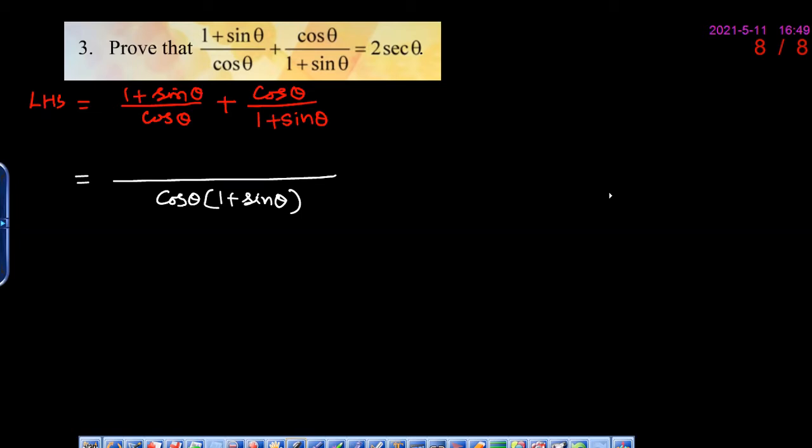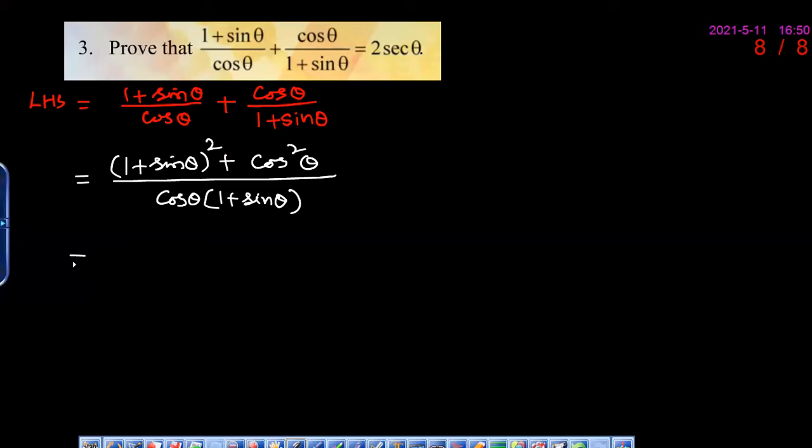So for this we take the LHS and first take the LCM. The LCM is cos θ into (1 + sin θ). When you simplify, in the numerator we get (1 + sin θ) into (1 + sin θ), which gives (1 + sin θ) whole square, plus cos θ into cos θ, which is cos square θ.